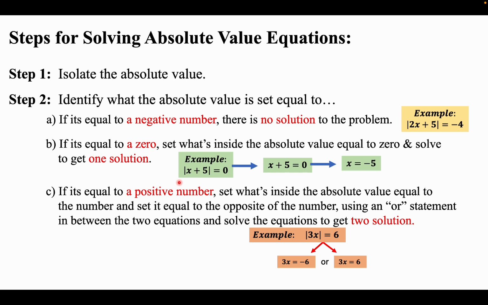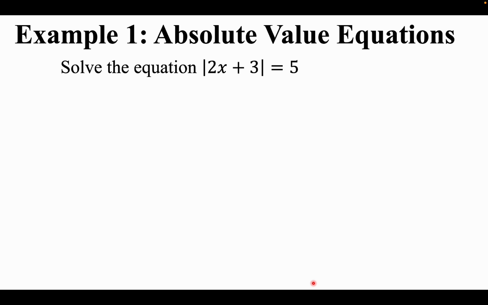Well, if I solve the left-hand side for x, divide both sides by 3, x equals -2. And then if I divide the other side by 3, I get x equals +2. So as long as the absolute value is equal to a positive number, there should be two solutions. Step 3 is to always check your solution. Let's look at some examples.